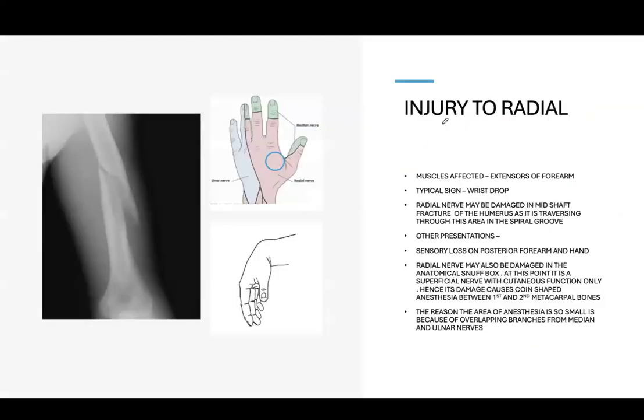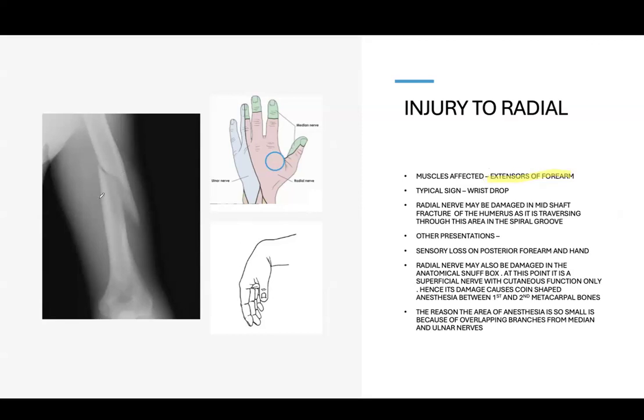Now we have injury to the radial nerve, and the muscles affected would be the extensors of the forearm. Now, you might tell me, okay, but the radial nerve also supplies the extensors of the arm, and you are correct. It does supply the extensors of the arm, but the most common site for the radial nerve to be injured is in the spiral groove while it's running in the humerus, in the mid shaft. So at this point, it's already supplied most of the extensors of the arm, which are the muscles over here, and the next muscles that it will supply are the forearm extensors, and that's why the forearm extensors are affected.